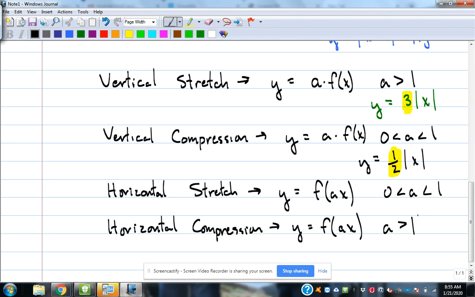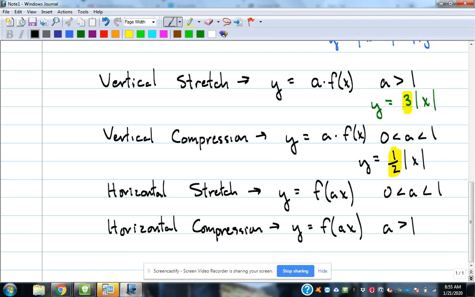Okay? Horizontal compression takes Charlie Brown's perfectly round head, and when you press it in from the sides, it squishes his head and makes it look skinnier. Right? Same way that a vertical stretch does. So our A value has got to be bigger than 1, but it's multiplied on the inside to make it happen like that.